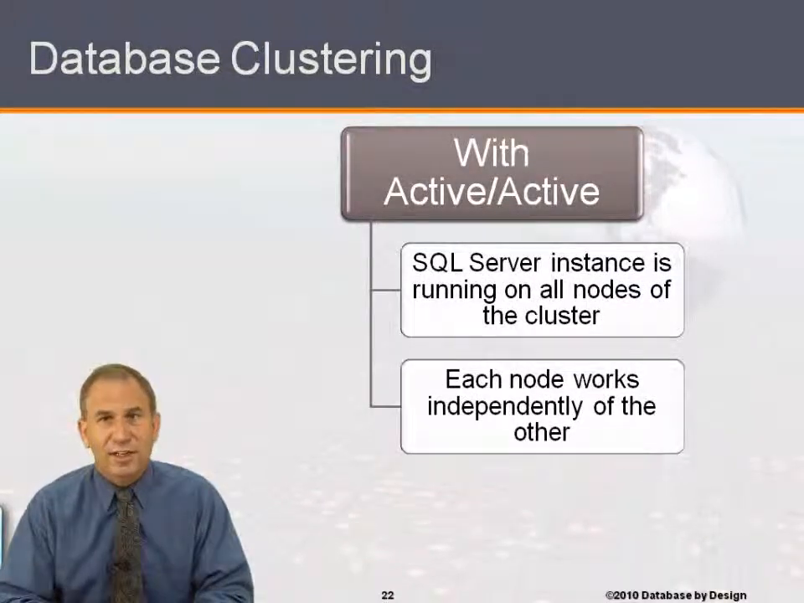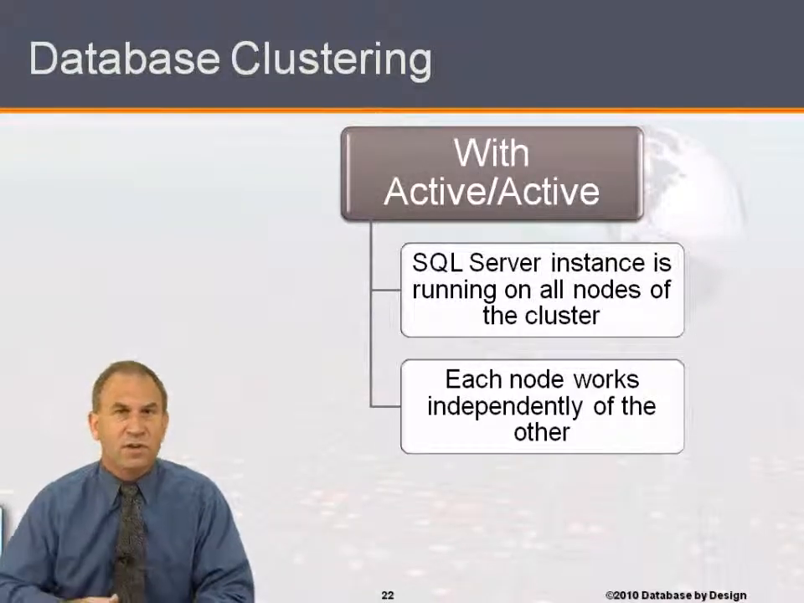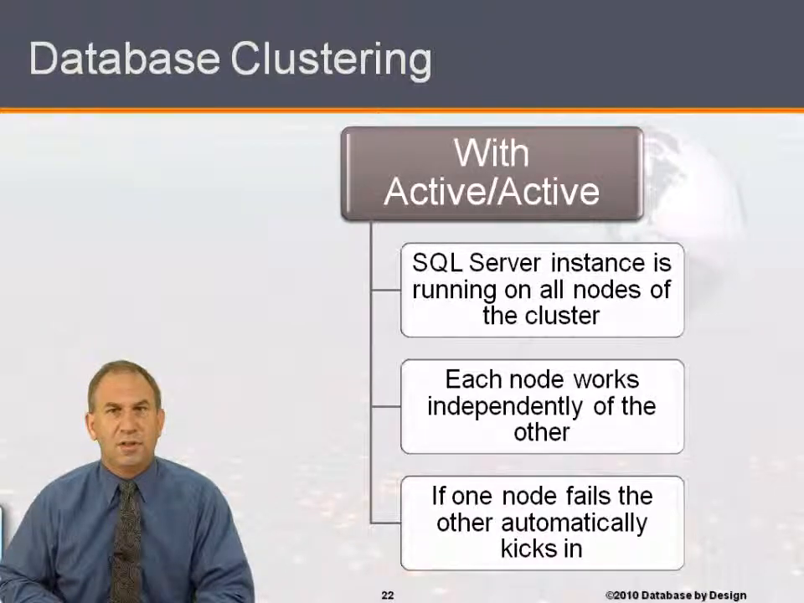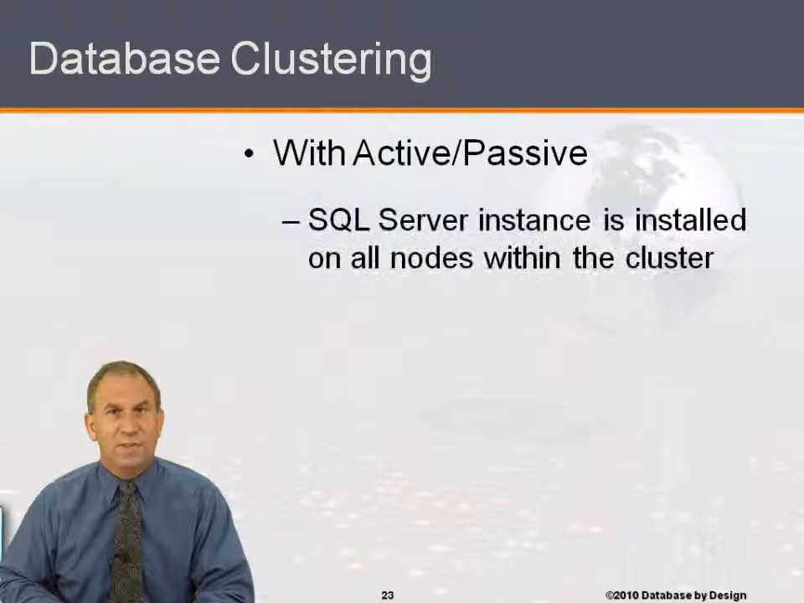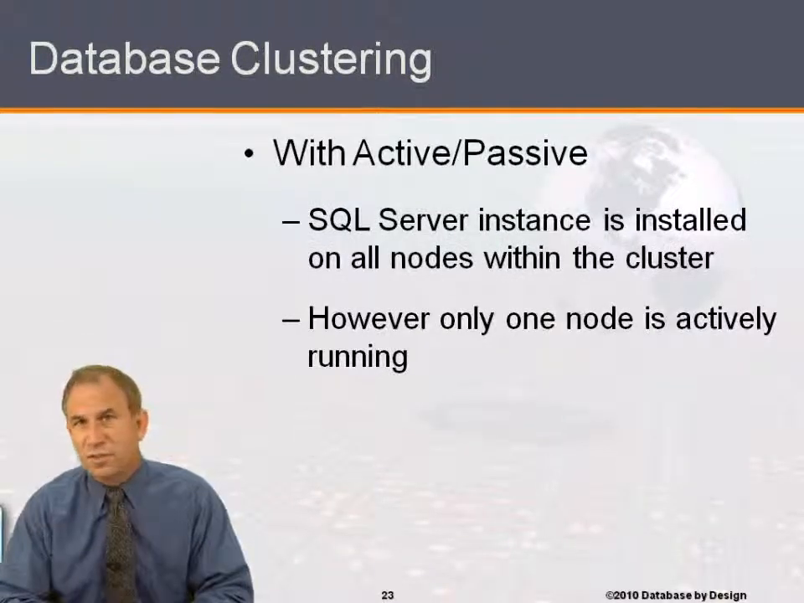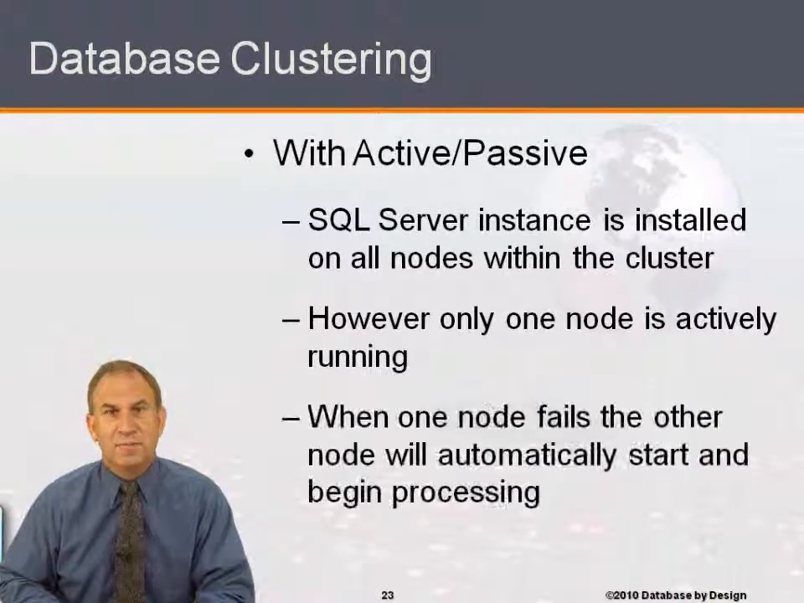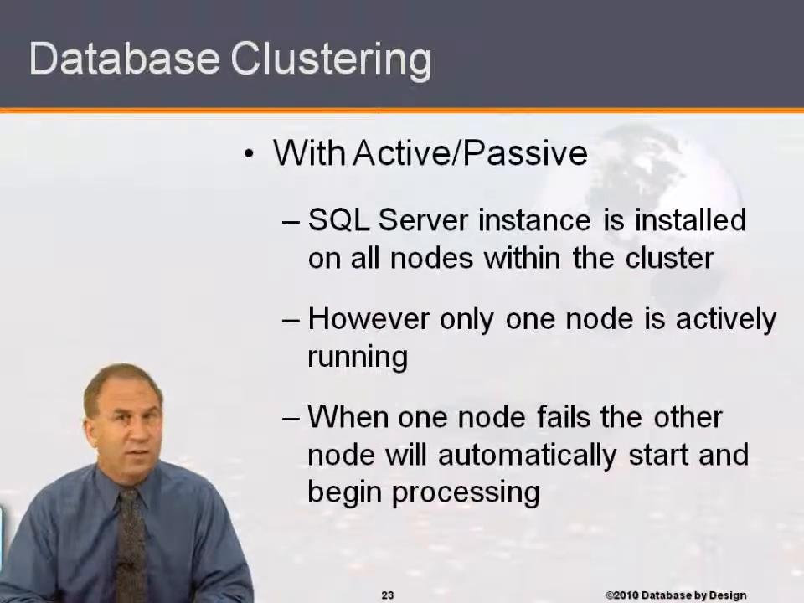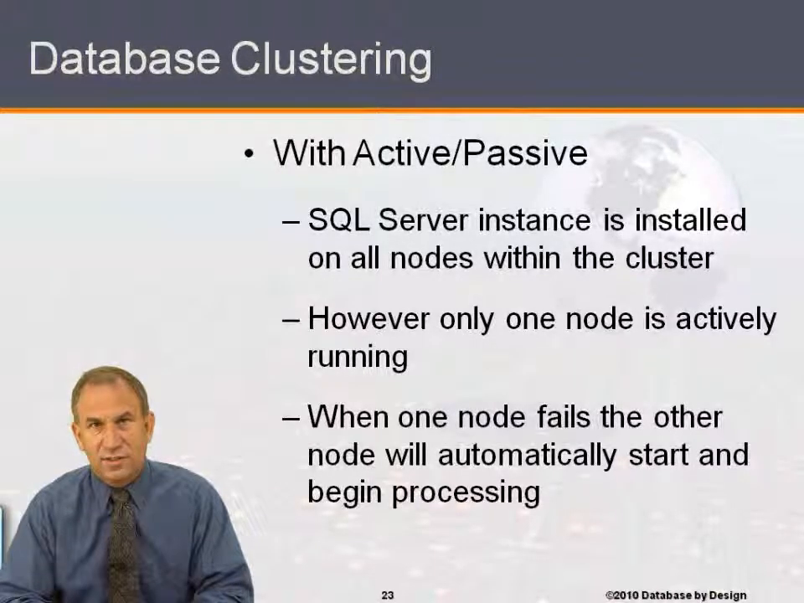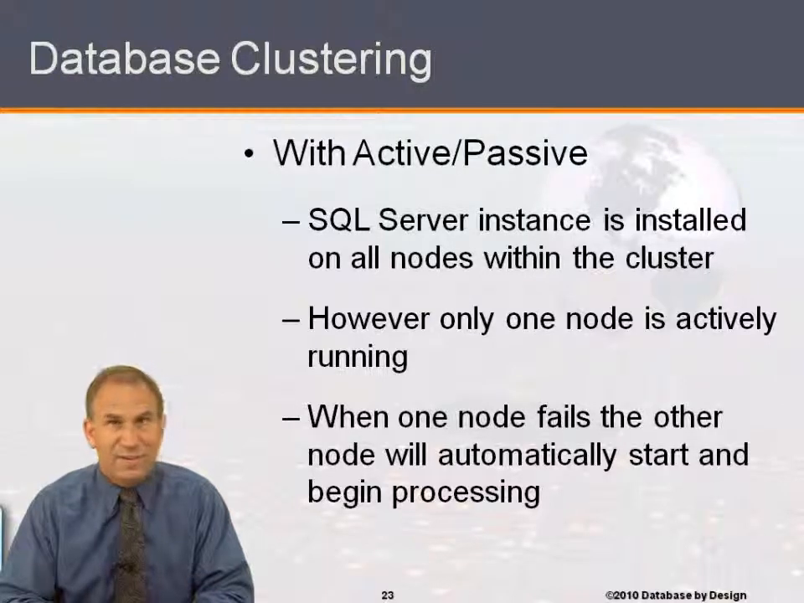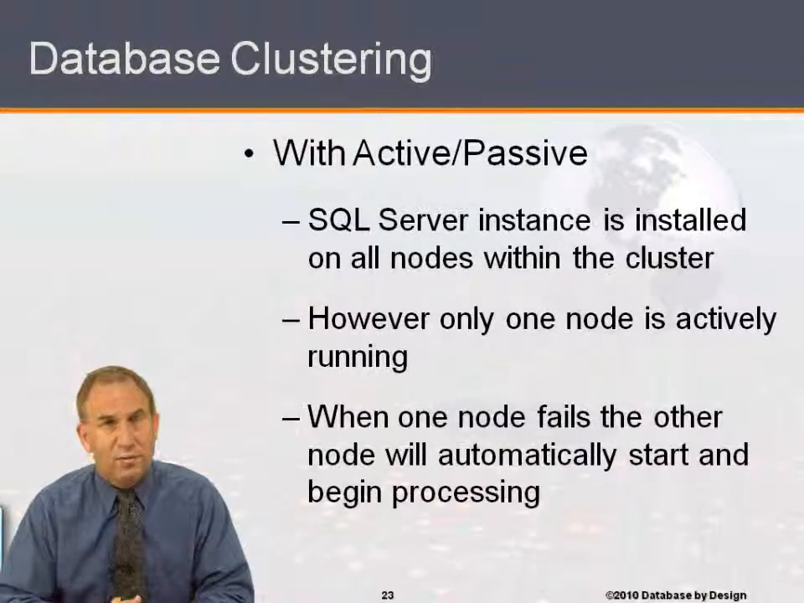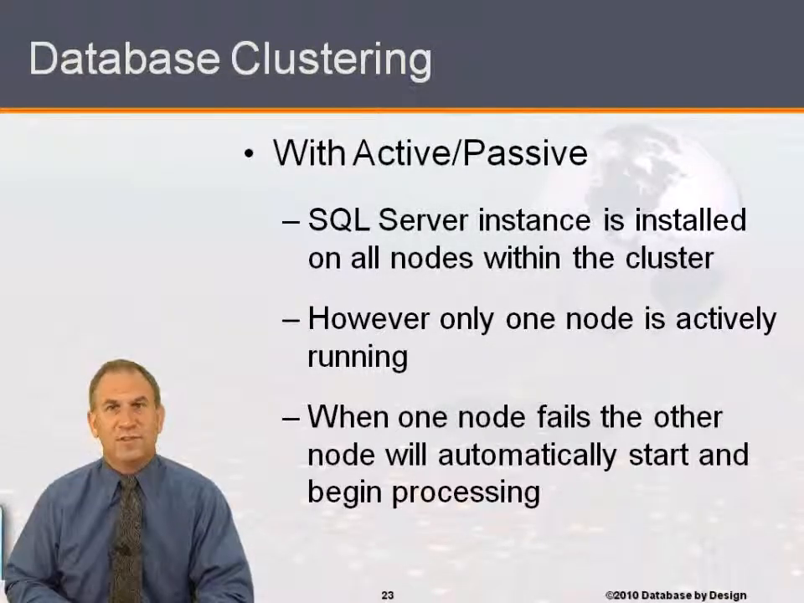With active-active, each node will work independent of another. The SQL Server instance is running on all nodes of the cluster. With active-passive, the SQL Server instance is installed on all nodes within the cluster. However, only one node is actively running. When one node fails, the other node will automatically start and begin processing. Probably the most common is to have active-active clustering. There are some organizations that will choose active-passive for their own business needs. Again, you will have to determine what is best for your own organization.